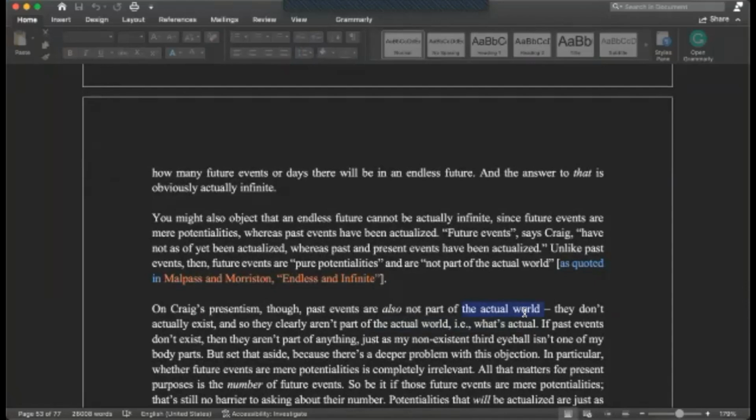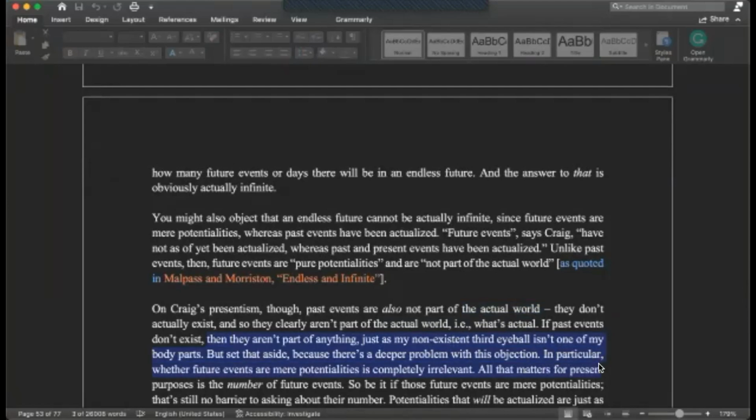That is, what's actual. If past events don't exist, then they aren't part of anything, just as my non-existent third eyeball isn't one of my body parts, right? To be a part of something, you have to be there, right? To be a part, you have to be. But set that aside, because there's a deeper problem with this objection.